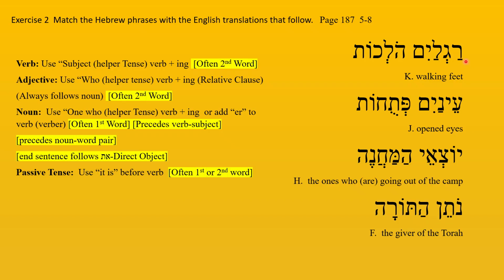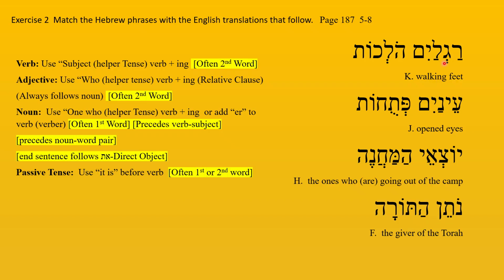If it were ha reglim, then there would be a hey here in front of the verb, but it's not. But you can pretty much tell. Again, you're matching with what they have to say. So you can see that you have walking feet. Okay, walking feet.